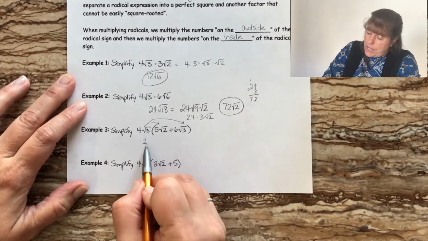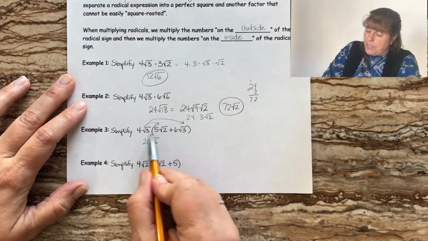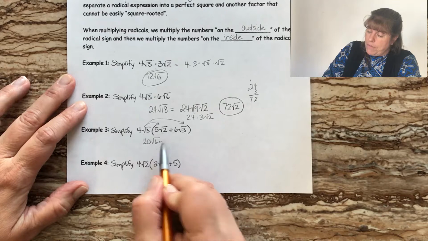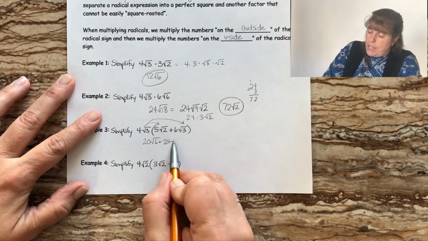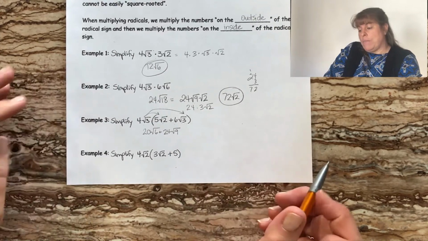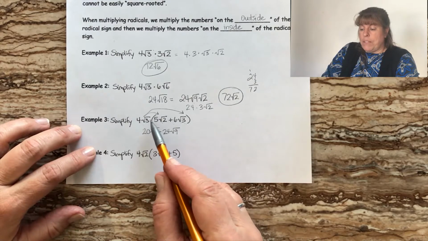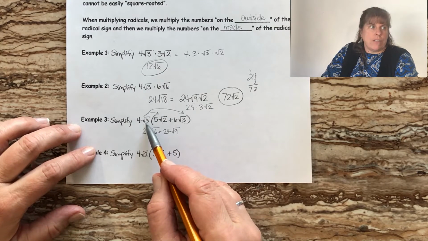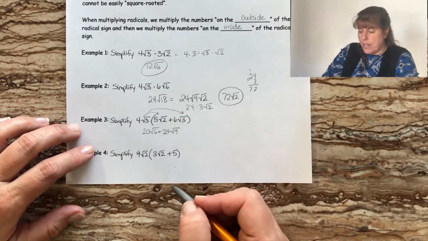4 times 5 is 20. Square root of 3 times square root of 2 is square root of 6. And then plus, because these are both positive, 4 times 6 is 24. Square root of 3 times square root of 3 is square root of 9, or as you will get to be a lot quicker at this, you could always say that the square root of something times the same square root is going to just come out of the radical. So I could have just written 3 right there if I wanted to.